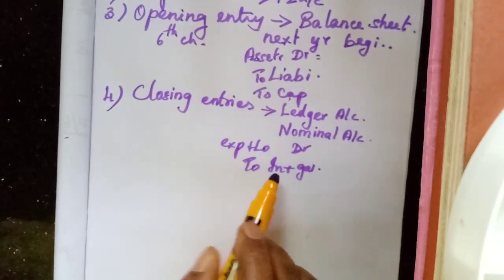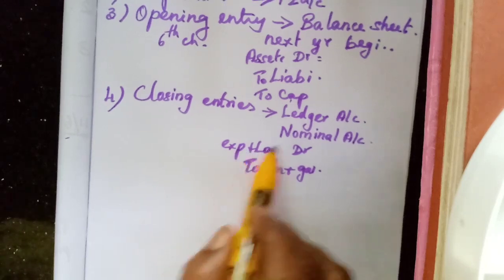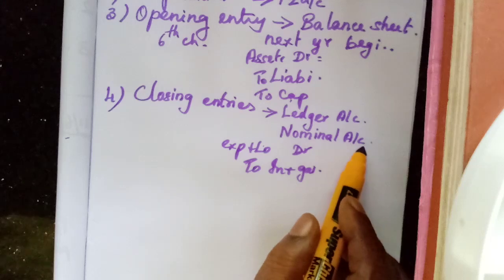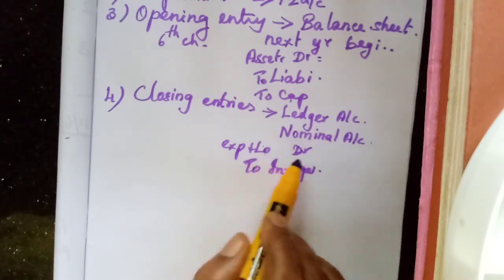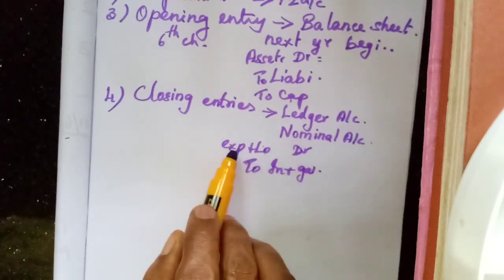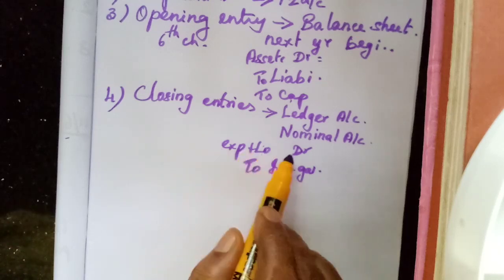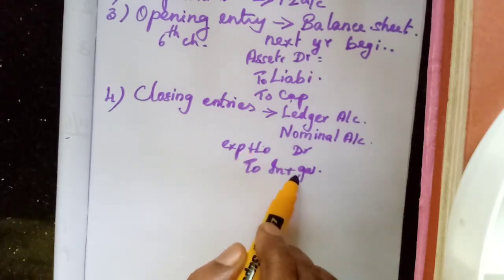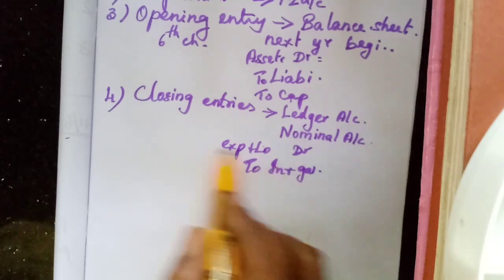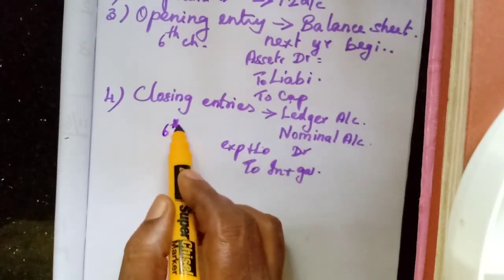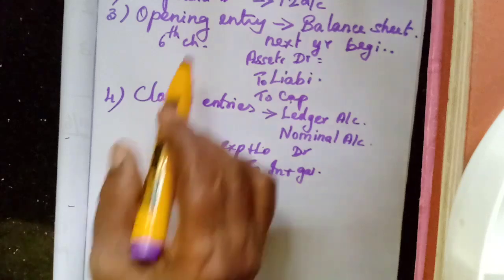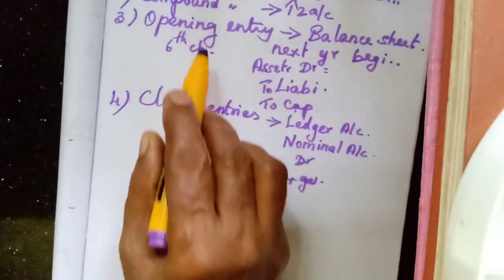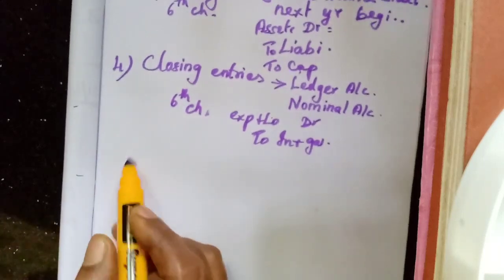One more entry they will prepare. This is the closing entry. So all the ledger account balances, especially the nominal account balances, will be entered as the closing entry. They will debit all the expenses and losses and credit all income and gains. This also we will learn in the 6th chapter. Single entry and compound entry, in this lesson itself we will learn. These two in the 6th lesson.